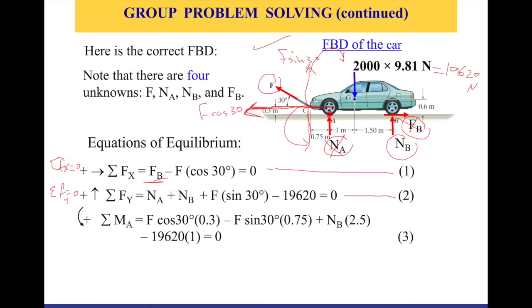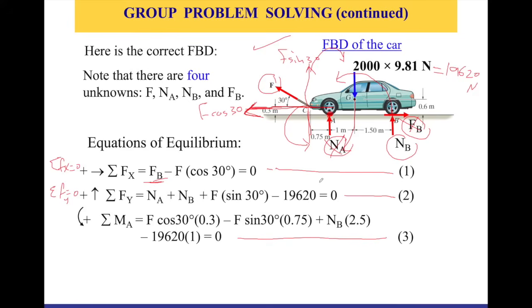So I'm done with these two forces. Let's do now NB. NB is going to rotate counterclockwise, so that's positive, and the distance between A and the line of action of B is 1 plus 1.5, that's 2.5. And the last thing is the weight. So the weight is going to rotate clockwise, so that's negative, and the distance between the line of action of the weight, which is 1 meter, multiplied by 19,620, and that is your moment. So those are three equations.